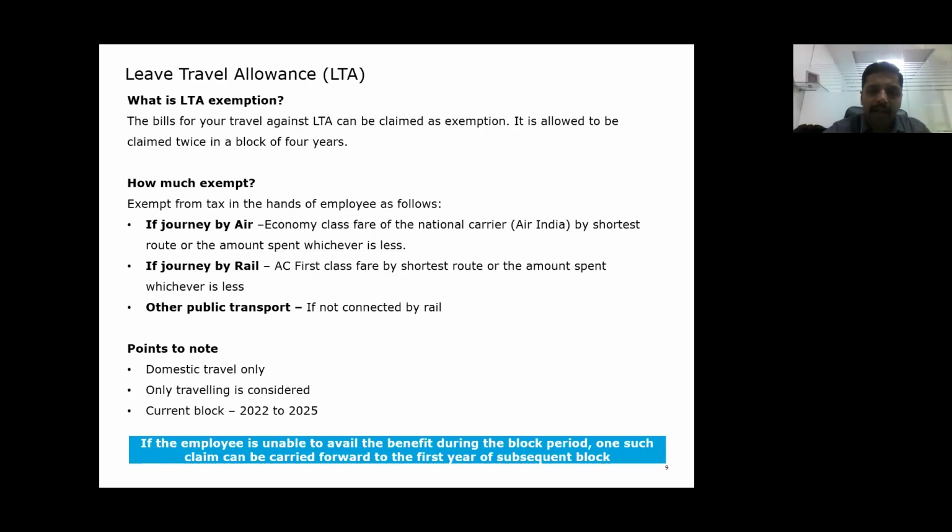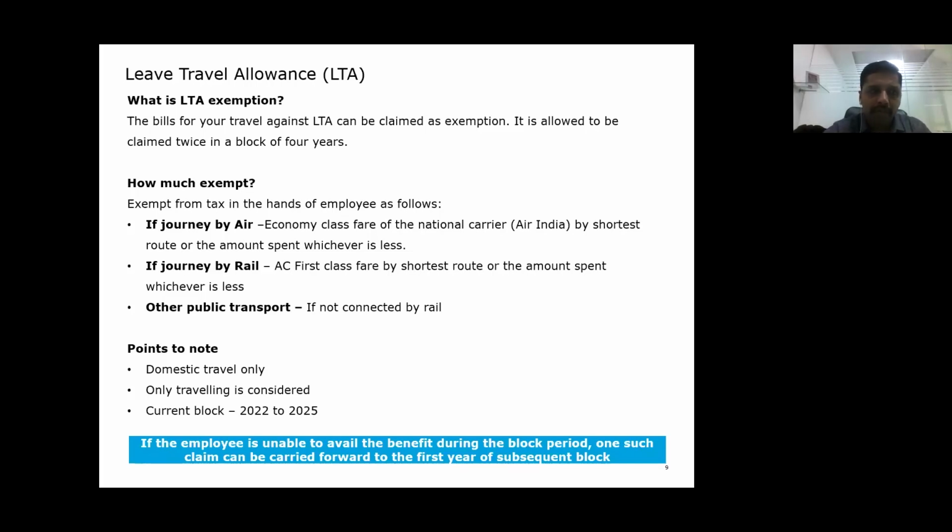Another thing to take care of in the air travel is there is a tendency for the employees, they just go and book and take the tickets, print out, and the next moment they go and cancel it. So as an employer, one precaution which you can take is to collect the boarding pass as well. Many companies are insisting for boarding pass as well if the travel is by air. So that is an authentic proof that actually the journey has taken place. And only traveling is considered. Lodging, boarding, food expenses, those things are not considered as part of the LTA exemption.